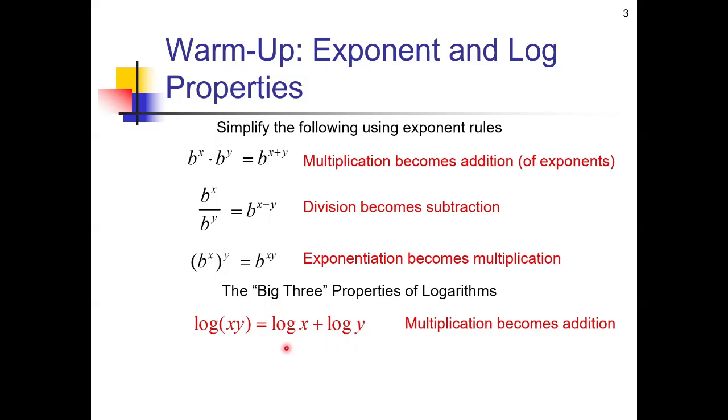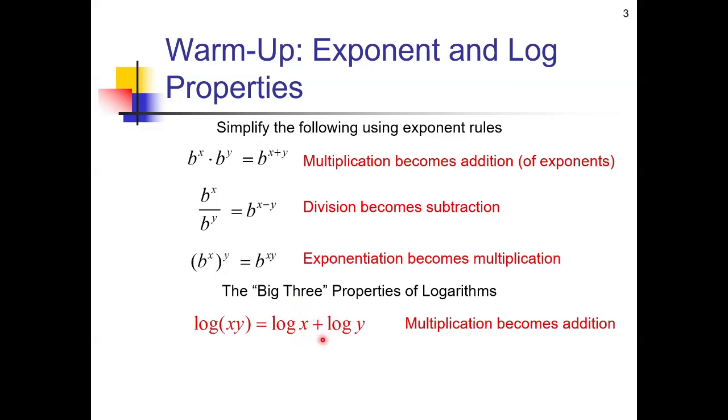And if you're not really sure that this works, just take a simple example. Let's say you have the log of 10 times 100. That would be log of 1,000. Now we know log of 1,000 by itself is really 3. If you split this up into log of 10 plus log of 100, that would be 1 plus 2, which is also 3.